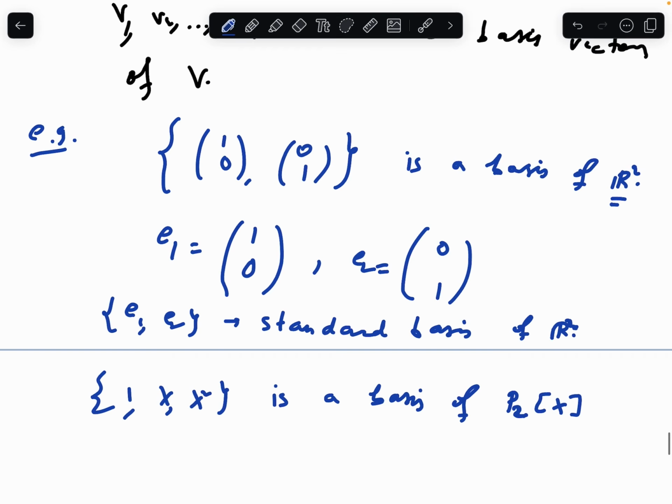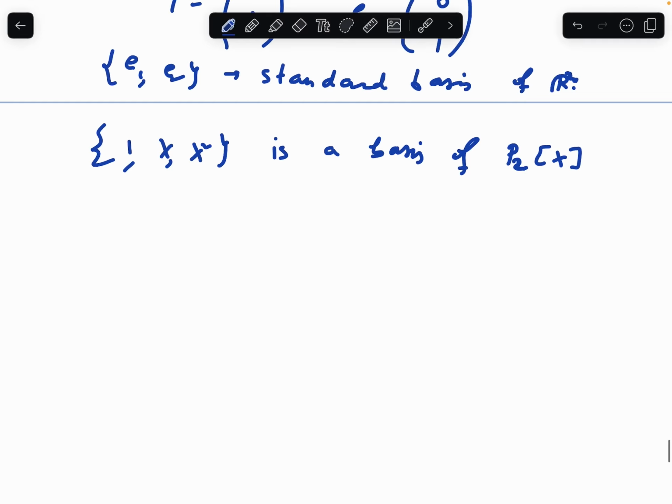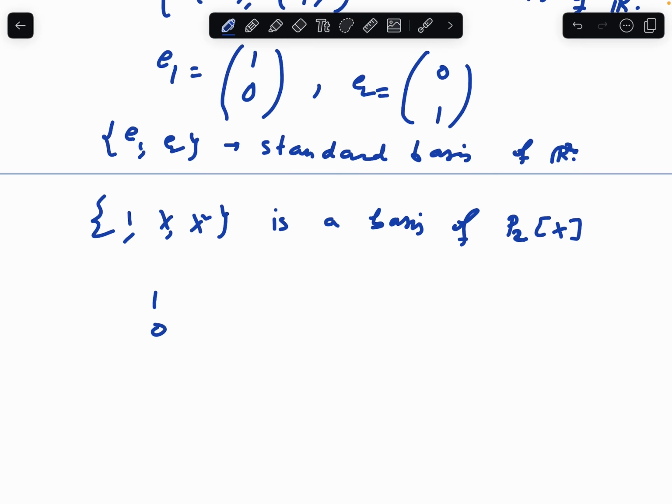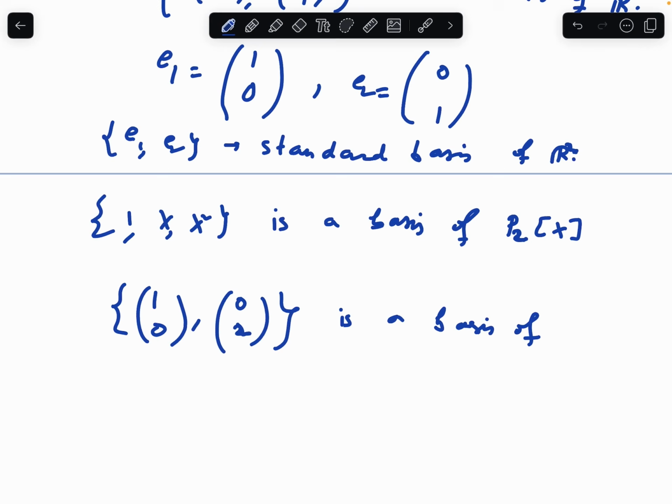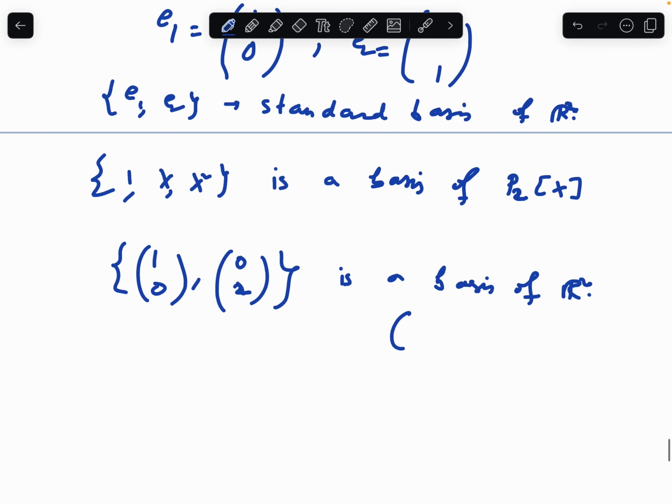So does a vector space have only one basis, or can a vector space have many bases? It can have many bases. See, for example, (1, 0) and (0, 2) is also a basis of R2, right? So you can check this.